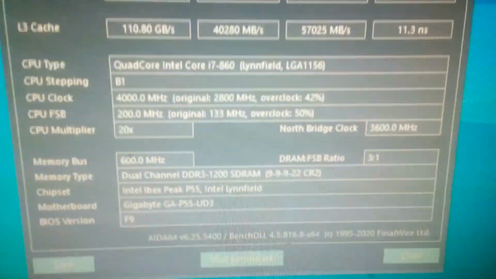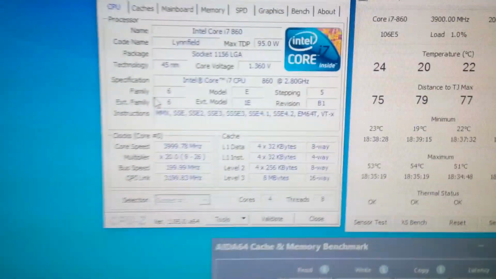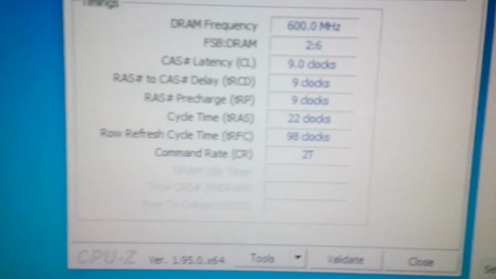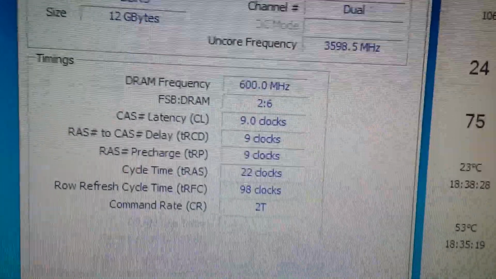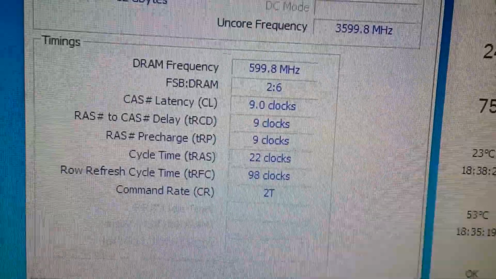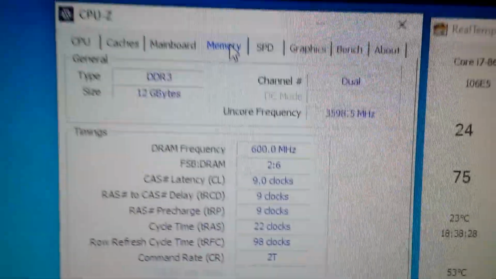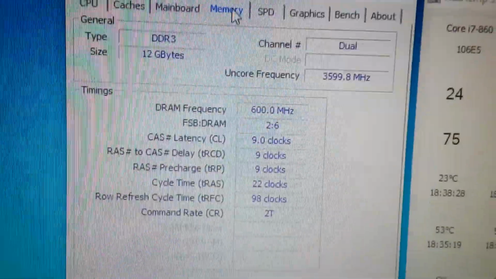They do work with the XMP, but I'm supposed to try this memory on the Gigabyte EX58 motherboard that I'm trying to use. And right here, as you can see, these are my timings, 9-9-9-22, but in the BIOS it's set to 24. I believe there is an error by the program that is reading.